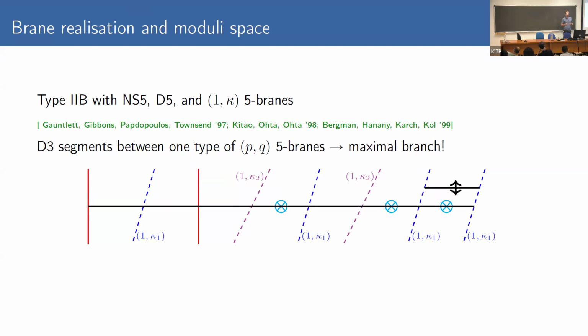And now the question is, can I use the brane system to cook up a recipe that gives me magnetic quivers for each of these maximal branches? Right? And the maximal branches are really how many different types of 5 branes do you have in your game, and how many D3 branes can move between these particular 5 branes. And then translate this into a magnetic quiver and verify that what you do is actually correct. Right? So that's the idea.